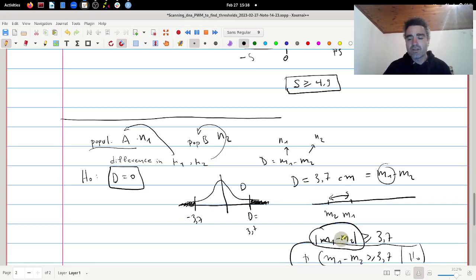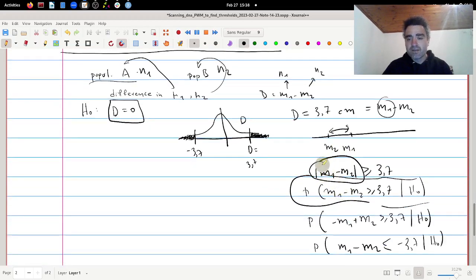So we want to assess the probability to find such a big distance or greater, so 3.7 or greater, when the null is correct. And this distance here translates to M1 minus M2 or M2 minus M1, which means that we should check both of the ends of the distribution. Some other times we are interested only in this part, if we want to test whether a value is smaller than some threshold when the null is correct.